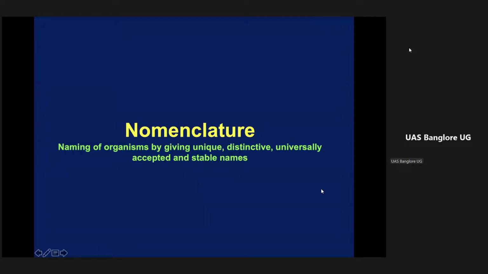So that is nothing but the nomenclature, naming of organisms by giving them very, very unique, distinctive names, and it should be universally accepted, and it should remain stable. It should not change. Clear?